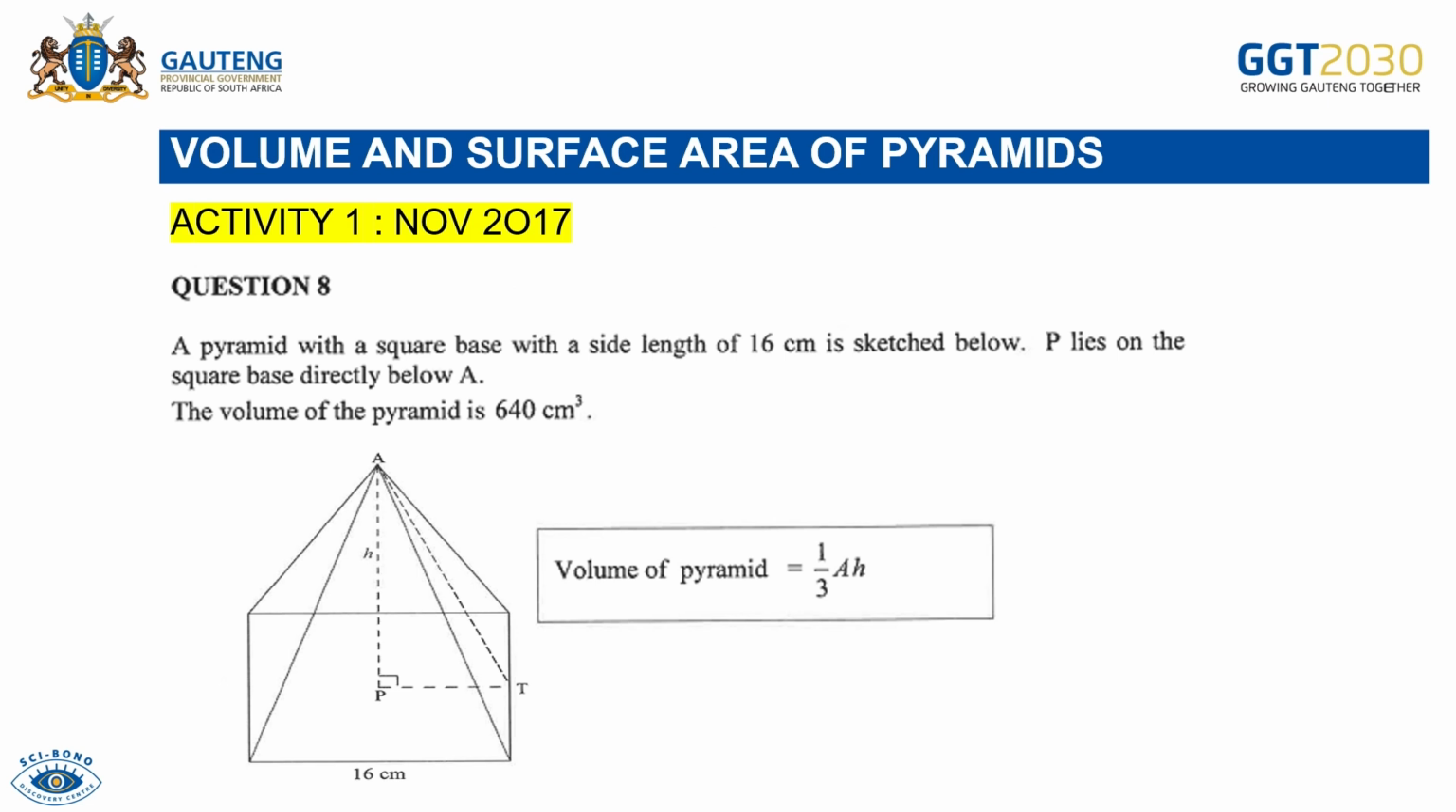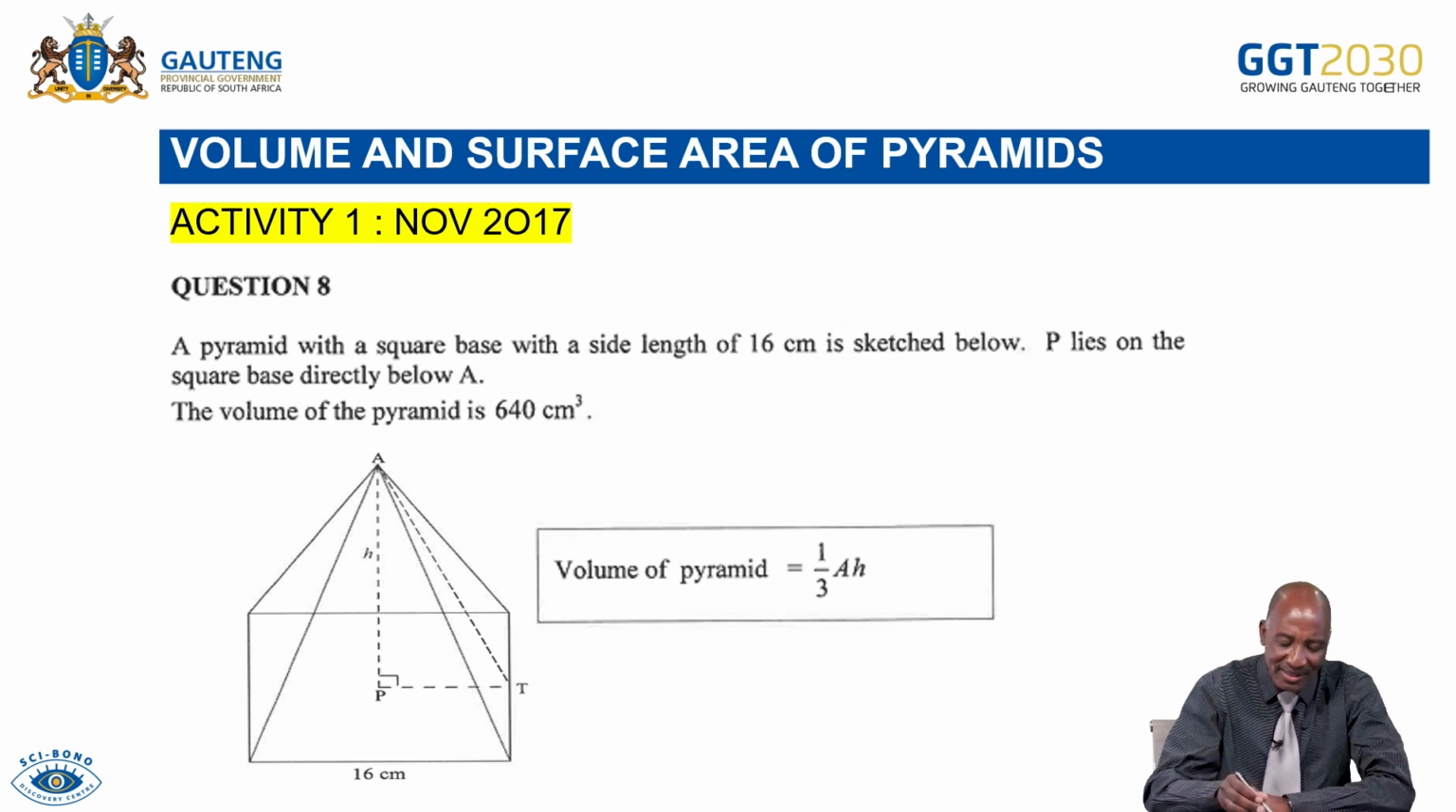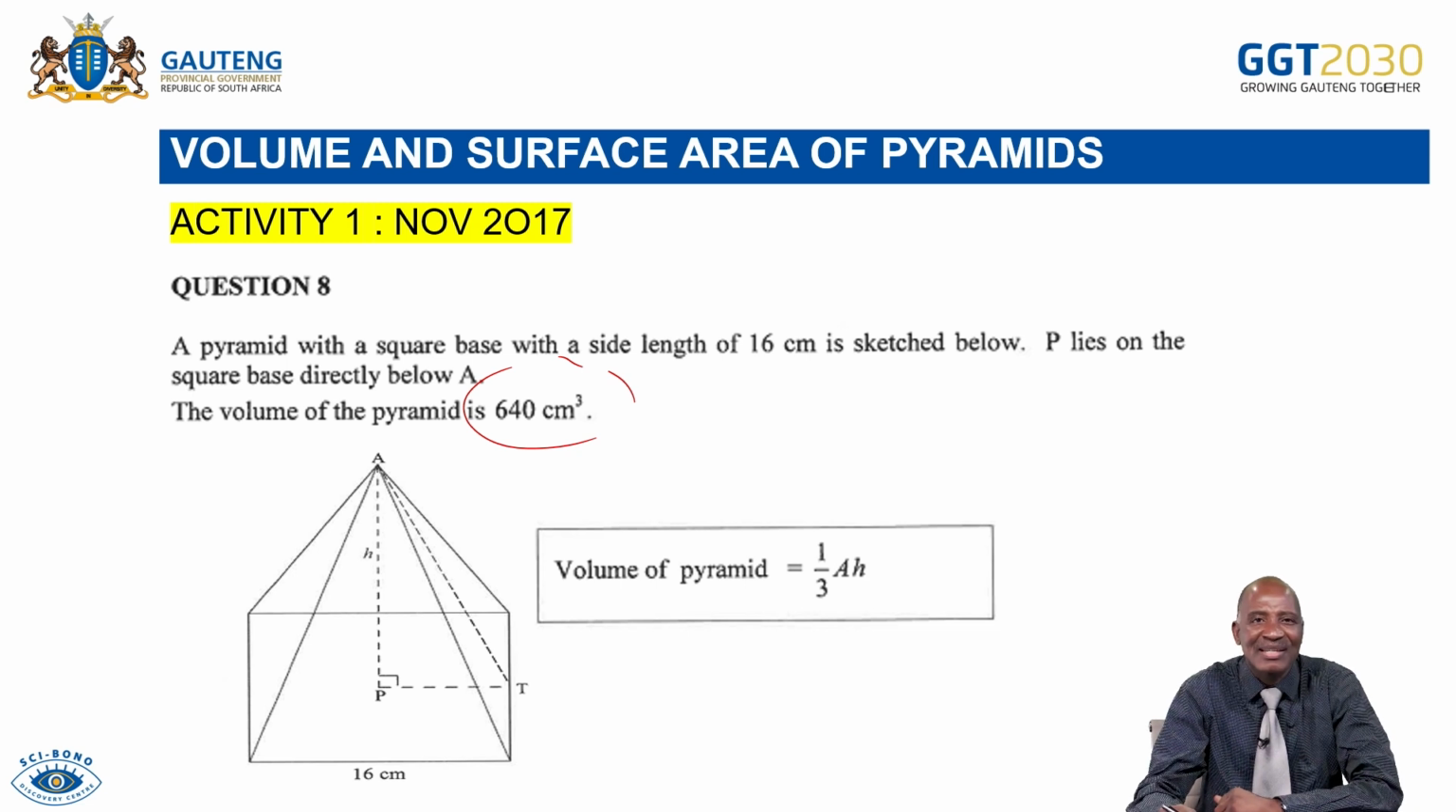This is a November 2017 question. It says a pyramid with a square base with a side length of 16 centimeters is sketched below. P lies on the square base directly below A. That is a perpendicular height. It's always inside the pyramid. The volume of the pyramid is 640 cubic centimeters. The volume is given, and we are also given the formula for finding the volume of a pyramid.